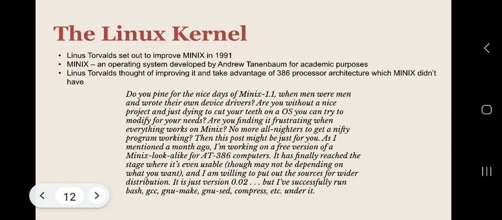So he had this Unix-like operating system, and its source code was available. It was even available in the book as well. So Linus Torvalds took that and improved it to create the Linux operating system. He thought of improving it and taking advantage of the 386 processor, which was very advanced at that time, which Minix didn't support. This blurb that you see here is something that he wrote in a forum announcing Linux. So let's read that.